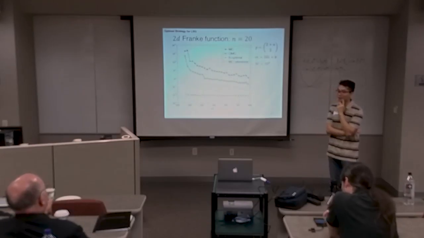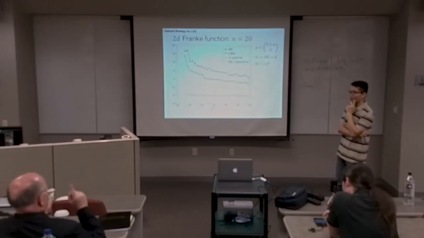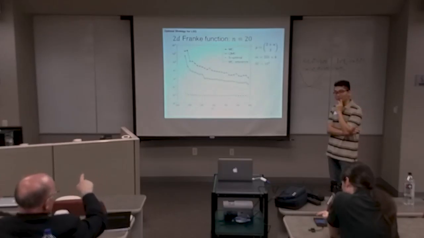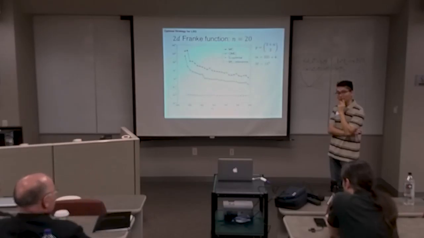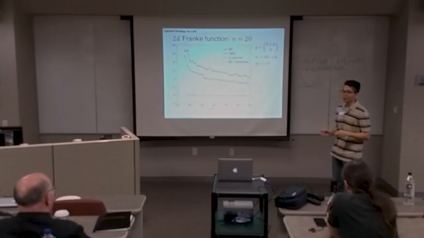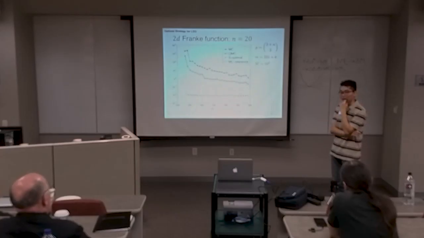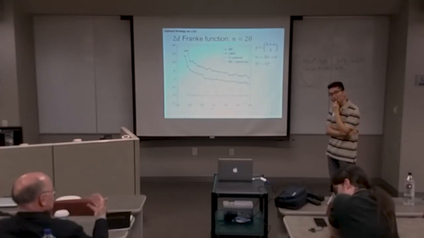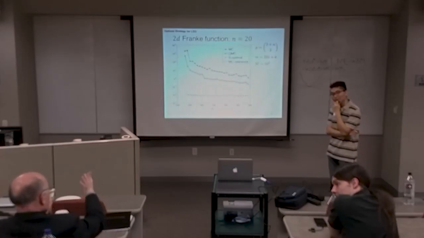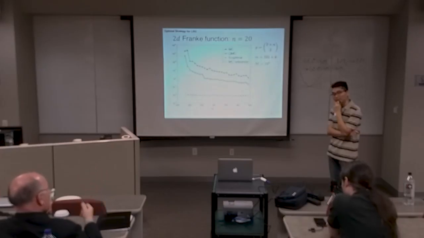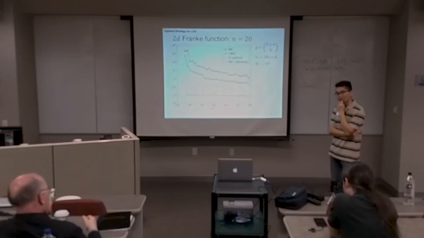Oh, that's a very interesting question. Let me make sure we understand: was the selection of your points independent of the function being approximated? Not independent. The question is the cost, right? How much does it cost me to select the points if I'm sampling the function anyway, as opposed to the brute force sampling?